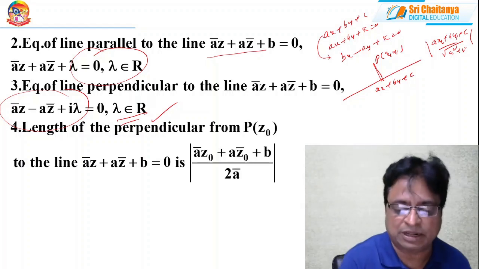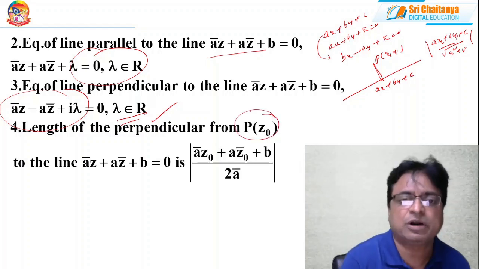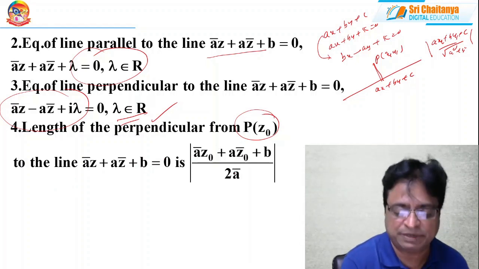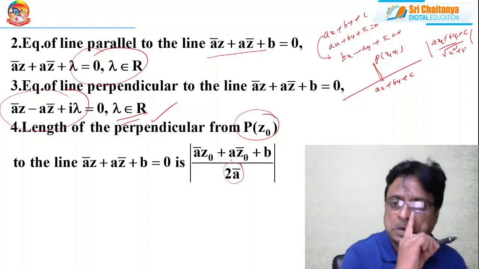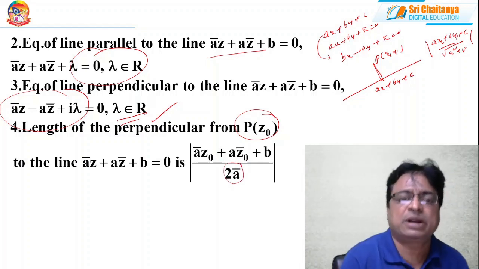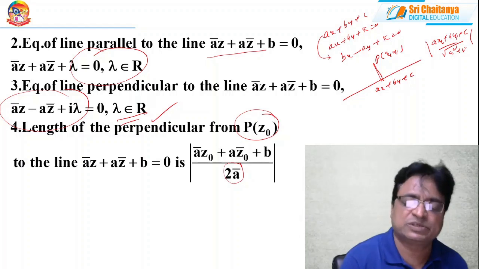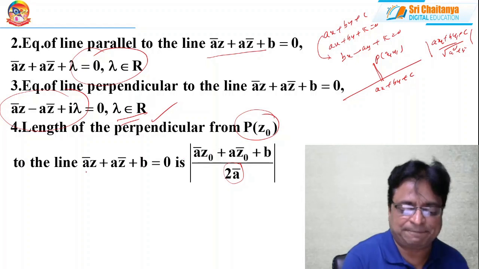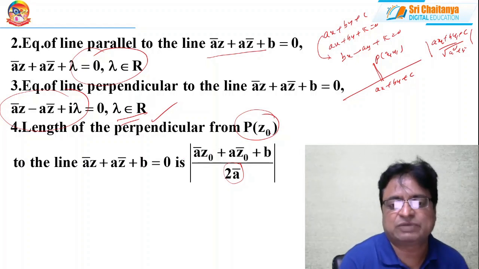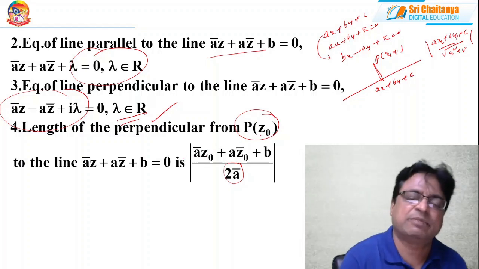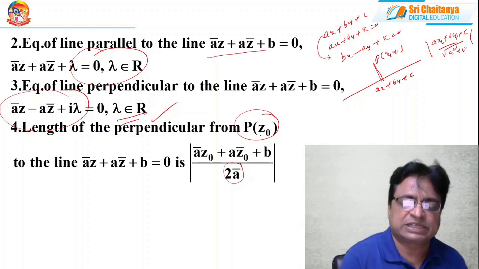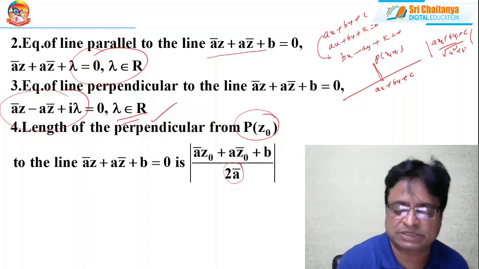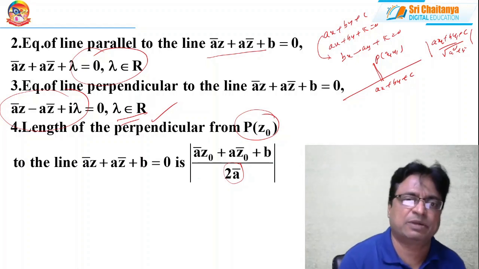The length of the perpendicular from point P(z0) onto the line: you just substitute the point, a bar z0 + a z0 bar + b, by 2 mod a bar. Mod a bar means you will get root of x square plus y square. On the same lines you can get it. So the thing is, you just replace z naught with x1 + i y1, and you replace z with x + i y, and you simplify this formula, you get the same result, (ax1 + by1 + c) by root of a square plus b square formula only.